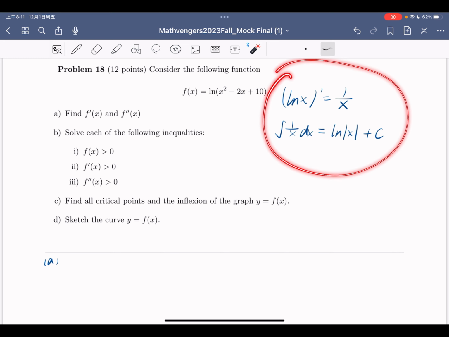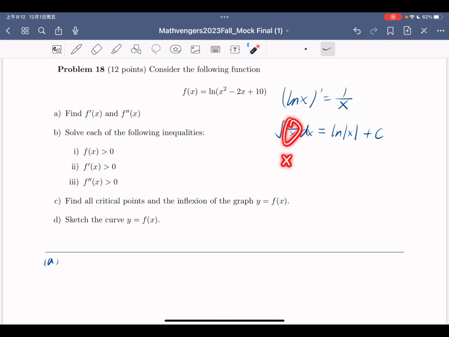So you need to remember these two formulas. I think this is quite important, because especially for this one, some students may think this is x to the power of -1. You cannot directly use the power rule to integrate this because this is x to the power of -1. So this kind of function is very special. It's equal to ln absolute value of x.